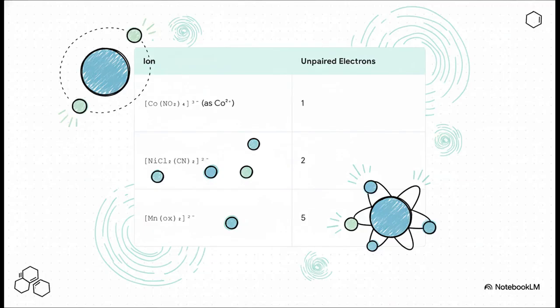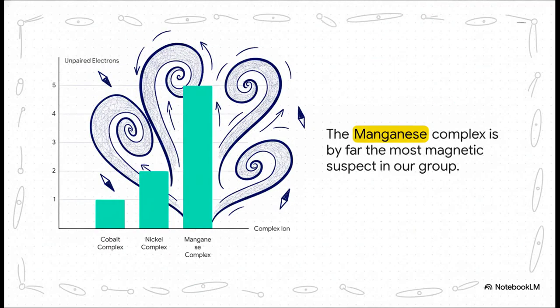And when we do the count, the results are crystal clear. Our cobalt complex has just 1 unpaired electron, the nickel complex has 2, and then there's manganese with a whopping 5 unpaired electrons. This gives us a really obvious lineup. As you can see, the manganese complex isn't just a little more magnetic, it is by far the most magnetic suspect of the bunch. It's in a league of its own.